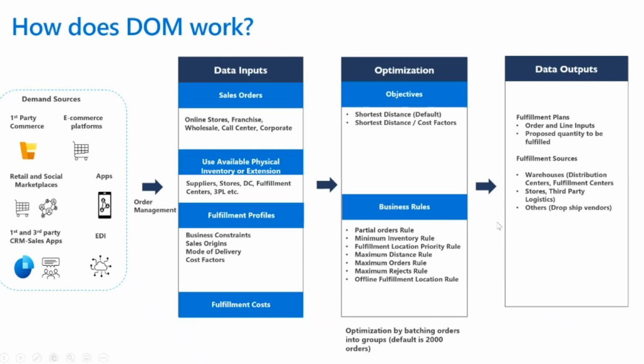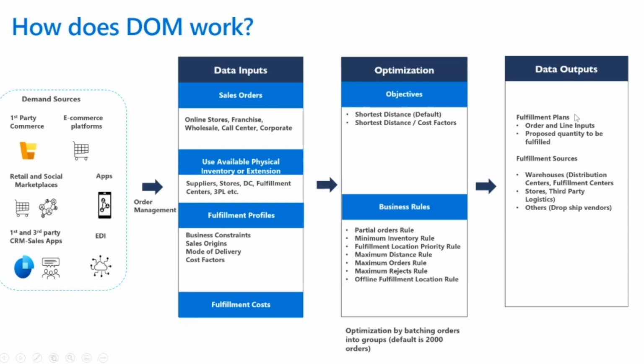Okay. So again, coming back and a quick recap: data input, we talked about the different sales orders. The optimization is basically how the order will be brokered through DOM. And that will be dependent on your business rules, the 7 rules that we just talked about. And the output is the fulfillment plan.